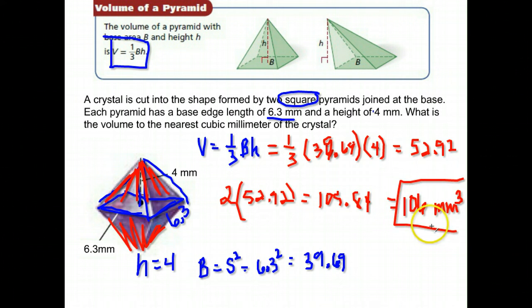cubic millimeters. So again, we just found the volume of the top pyramid. Since the bottom one was exactly the same, then we just had 2 times that, and that gave us our full volume for the crystal.